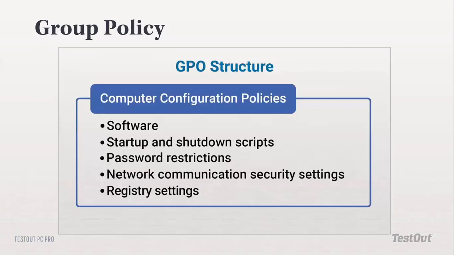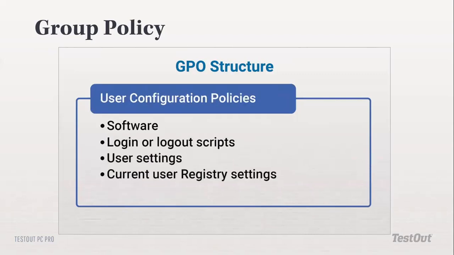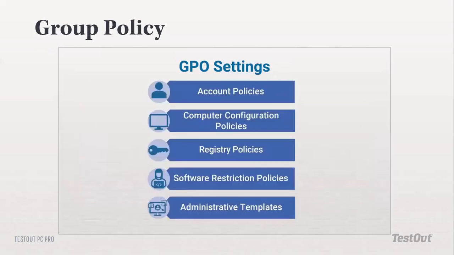The group policy editor is software within Windows that permits you to manage software, startup and shutdown scripts, password restrictions, network communication, security settings, and registry settings. That's for computer configurations. And you also have user configuration policies like software, login or logout scripts, user settings, and current user registry settings. All of this should be a lot of information for you to process, but do not worry. I'm opening it right now to show you how all of this is done.